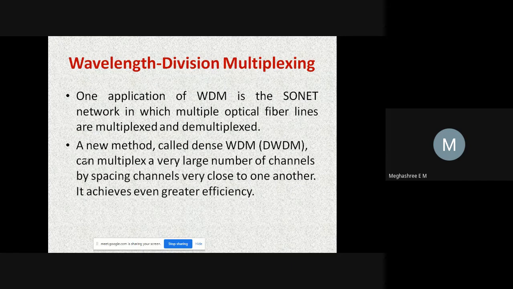Okay, and another new method is followed, called dense WDM, or DWDM in short. Here it can multiplex a large number of channels by spacing channels very close to one another. In this method, it actually achieves greater efficiency compared to what we discussed in the previous slide. So that new method is called dense WDM. Okay, that is all about wavelength division multiplexing.